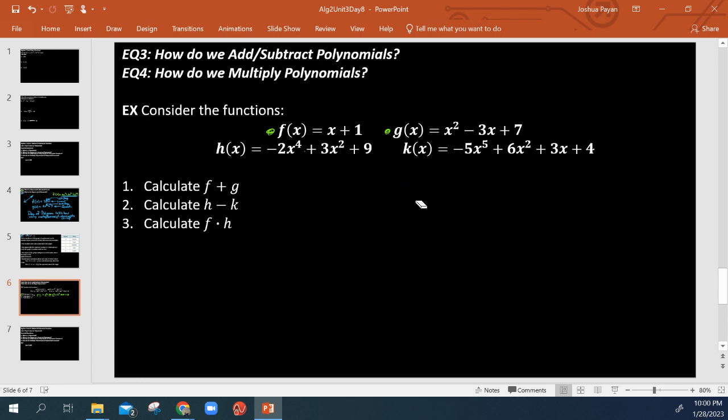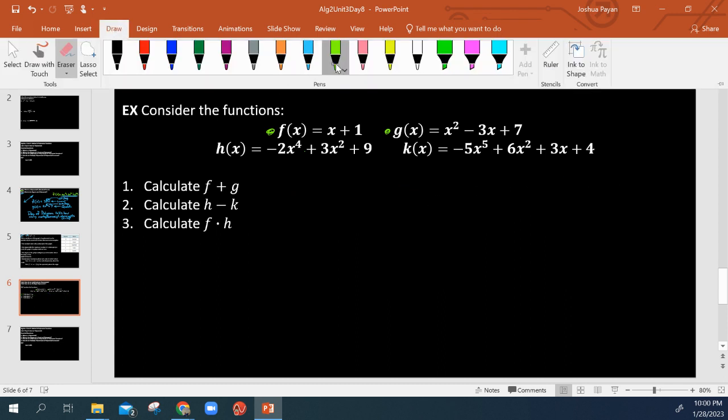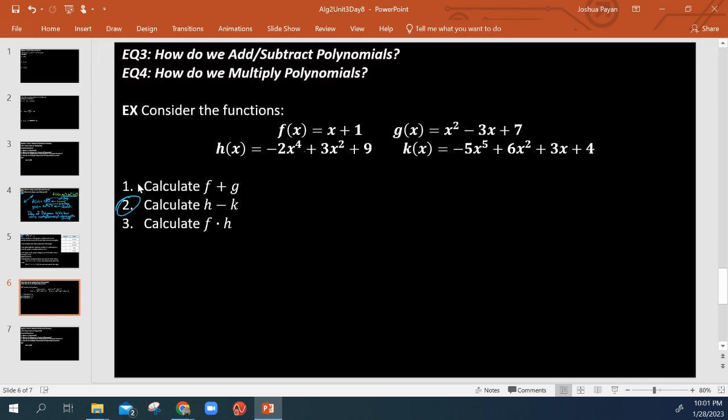Now let's find the difference between h and k. So to find the difference, well, obviously that means to subtract. So we're going to find the difference between h and k by subtracting. So again, literally we have negative 2x to the fourth plus 3x squared plus 9. And we're going to take away from it negative 5x to the fifth plus 6x squared plus 3x plus 4.